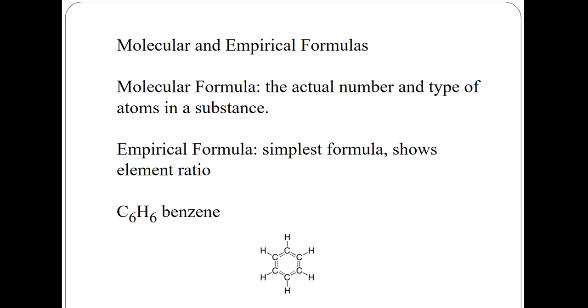If I were to look for the element ratio, I could divide this by 6 and I would get CH. This is the empirical formula of benzene. So it shows the lowest ratio. It shows that there's a 1-to-1 ratio of carbon to hydrogen.